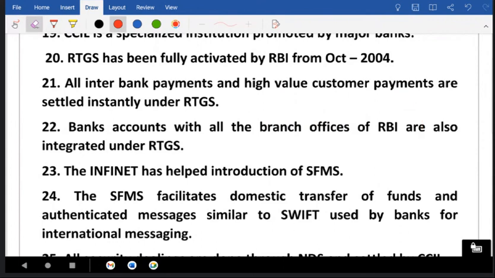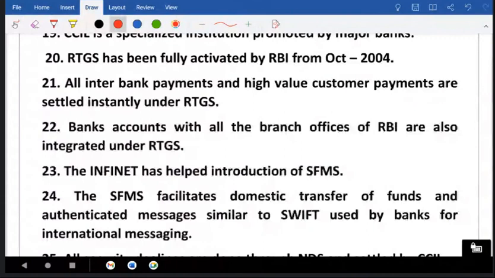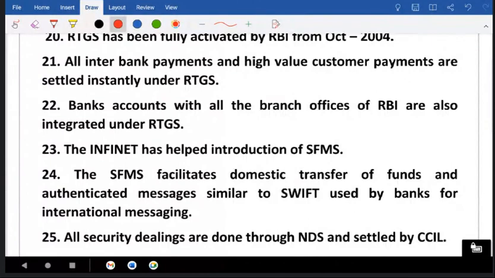Infinet has helped the introduction of SFMS. What is the full form of SFMS? The full form of SFMS is Structured Financial Messaging System. SFMS facilitates domestic transfer of funds and authenticates messages, similar to SWIFT. SWIFT we use at the international level, and it is used by banks for international messaging.